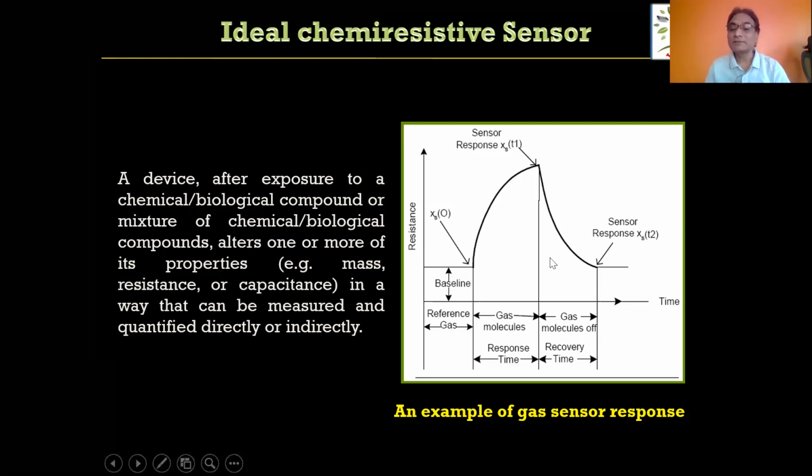Similarly, recovery time should also be very less. Now, these are two important parameters: response time and recovery time should be less. Moreover, this is the kind of curve that you should get. आप देखिए क्या हुआ यहाँ से, जब आपका मटेरियल या पर्टिकुलर सेंसर गैस एनालाइट को एक्सपोज करते हो, तो you will get this kind of curve, right?